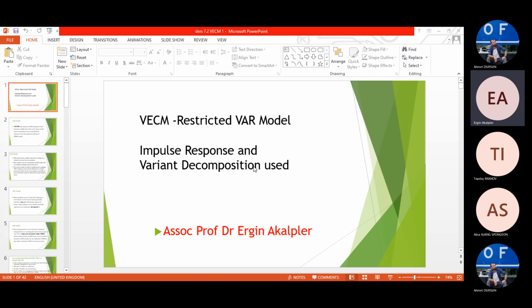Vector error correction. I'm going to introduce you the VAR model. I don't know if you ever studied or exercised this model. A VAR model can be presented either in restricted form or in unrestricted form. Restricted form is the vector error correction, and unrestricted form is the VAR model. Today we will exercise the vector error correction.